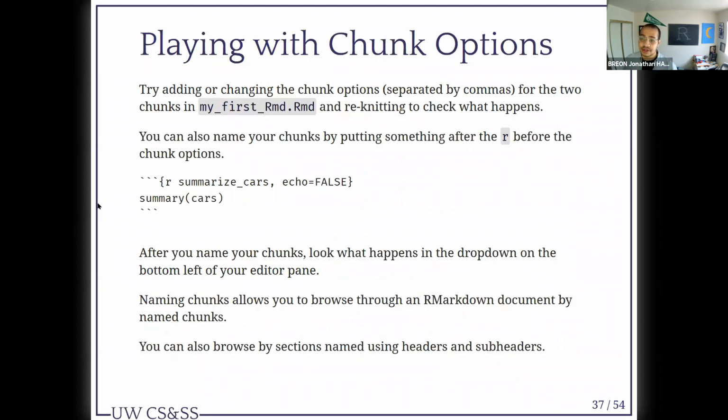So, a little bit of playing with chunk options. Try adding or changing the chunk options, separated by commas, for the two chunks in my first rmd.rmd, and reknitting to check what happens. You can also name your chunks by putting something after the r and before the chunk options.